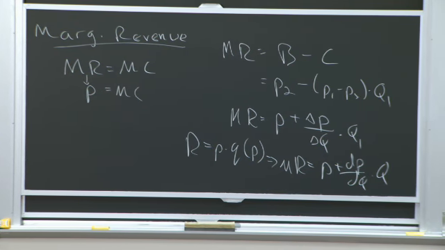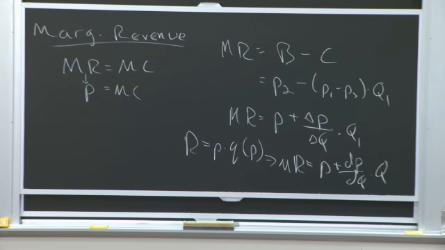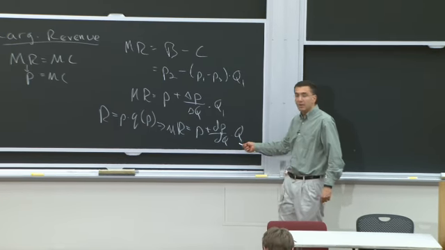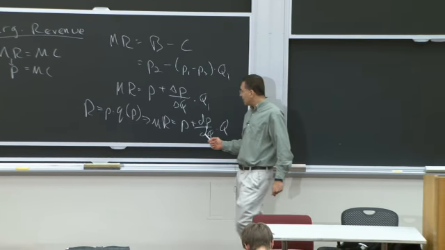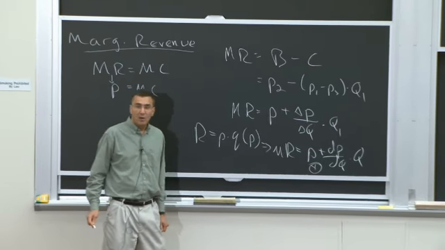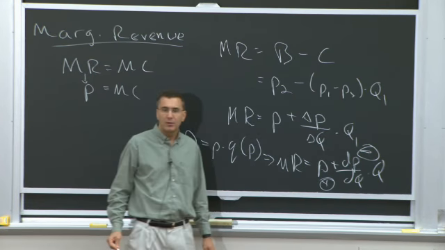So the graphics, once again, are in this graph. The math is here. We just differentiate the revenue equation. This term is positive. Price is always greater than 0. But this term is negative because demand curves slope down.